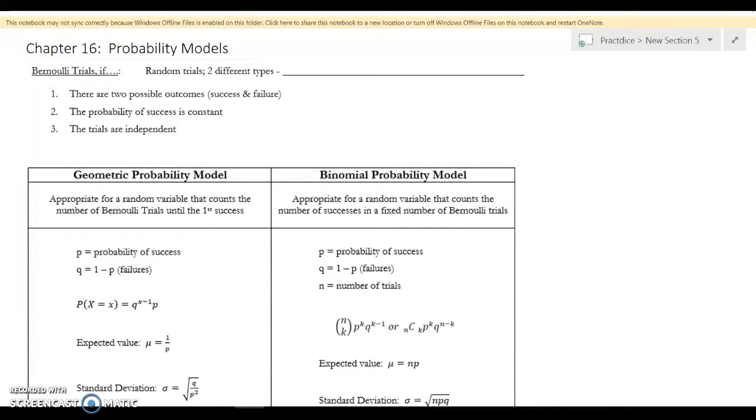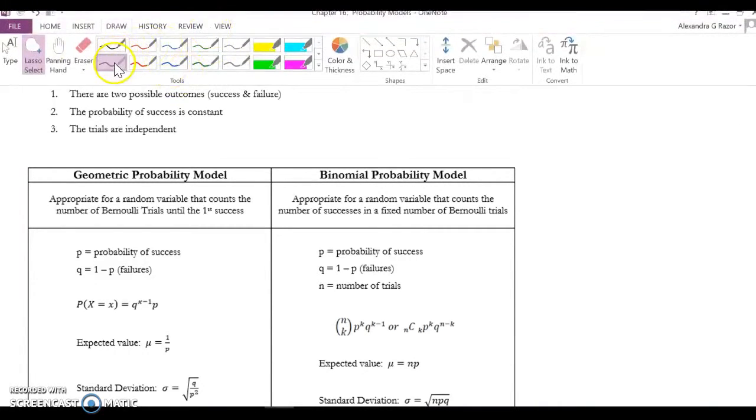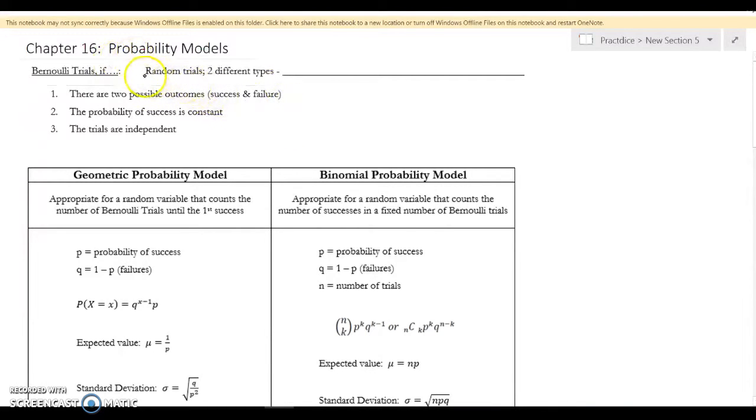Alright, what we're working with today is specifically probability models. We're going to talk about two types of probability models, which are called Bernoulli Trials. And so there are two different types. One thing that has to happen is that they have to be random. And the two different types you have are geometric and binomial.